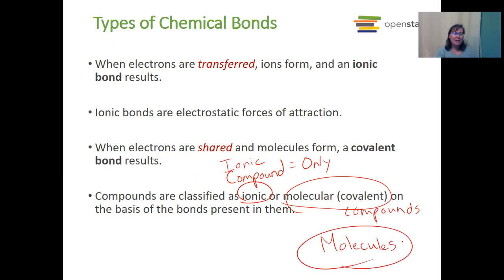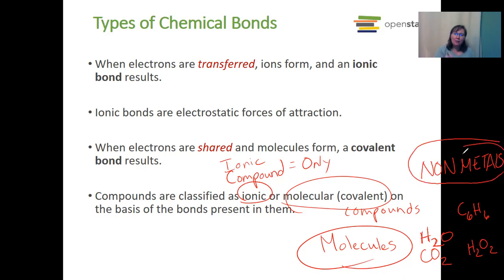That means you can have a molecule of water. You can have a molecule of CO2. You can have a molecule of benzene. You can have a molecule of hydrogen peroxide. And notice with all of these molecules, we have no metals. So molecules are always non-metals. That's really important. Molecules are always non-metals.